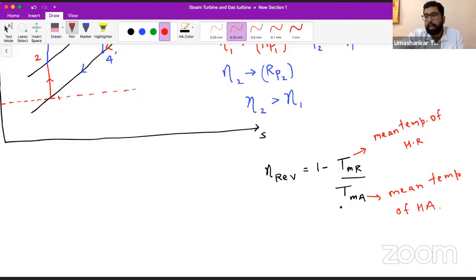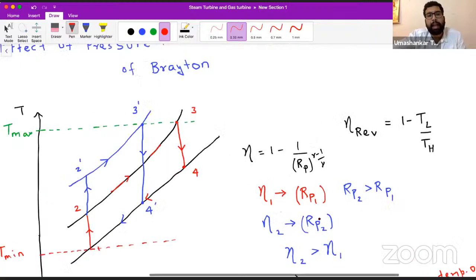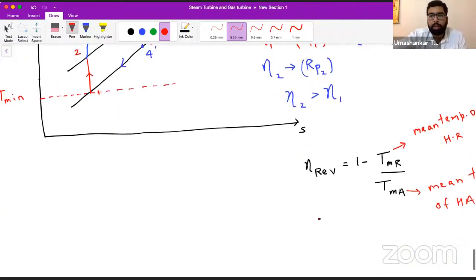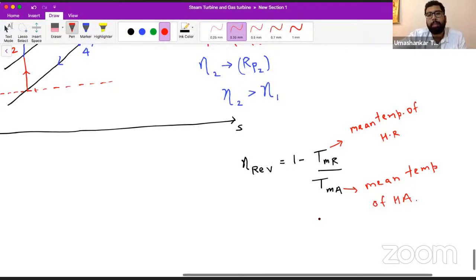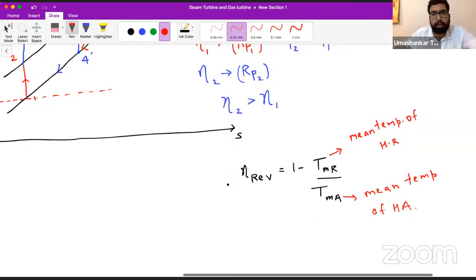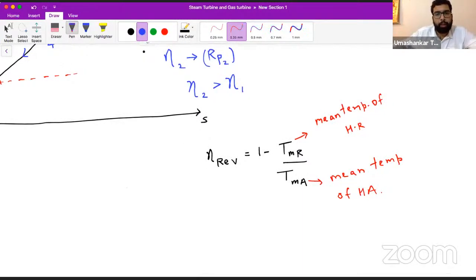But in any other cycle, like a Brayton cycle, the temperature is not constant, so we can compare by using the mean temperature of heat rejection and the mean temperature of heat addition. So let's do one more thing here. If the mean temperature of heat rejection (TMR) decreases, the efficiency increases.